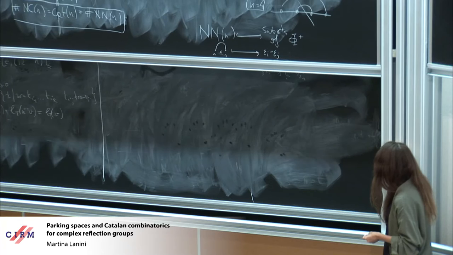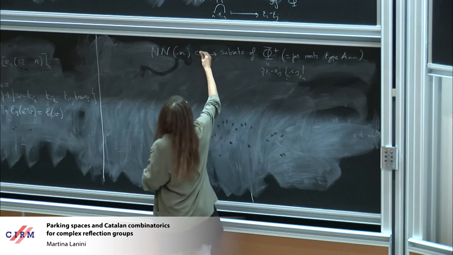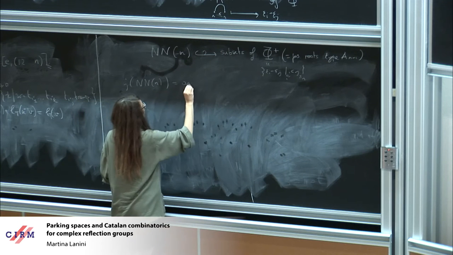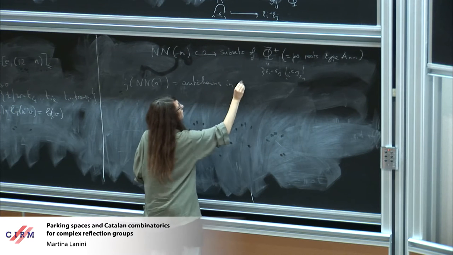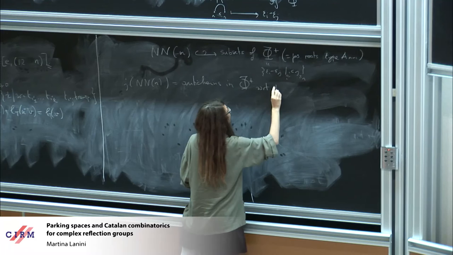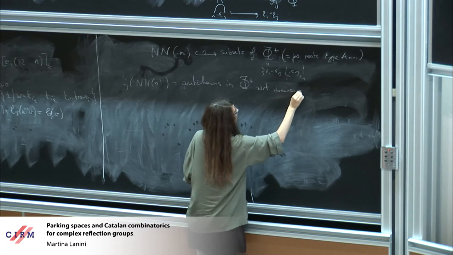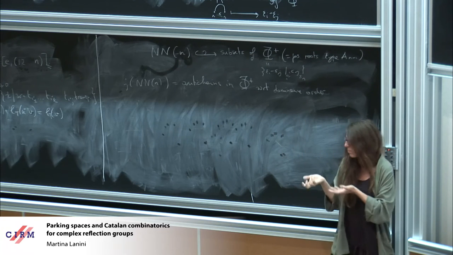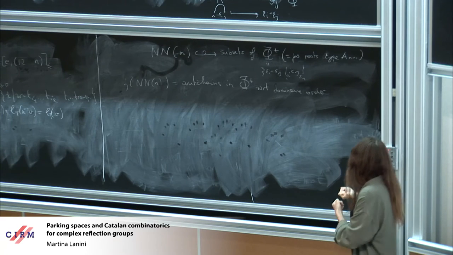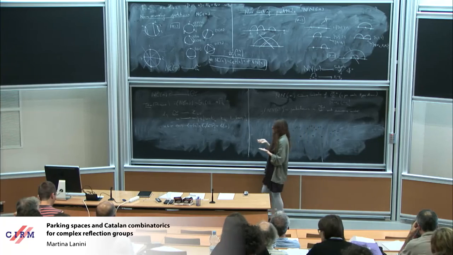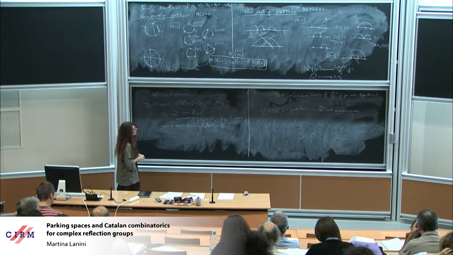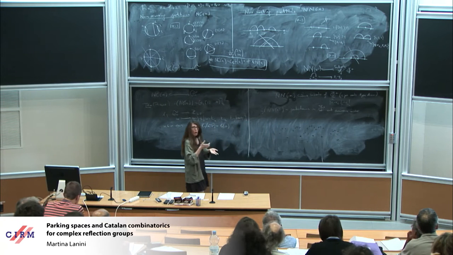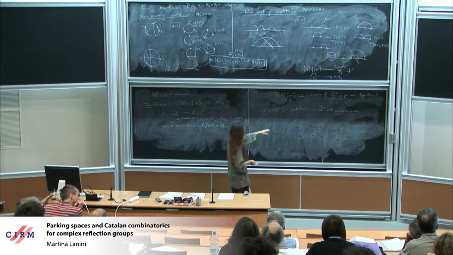Okay, so in general, again, it is possible to say what the image of this thing is. And it turns out that what we get is the set of antichains in phi plus with respect to the dominance order. So we have the dominance order on the set of positive roots: one root is, as usual, greater than another one if the difference between the first one and the second can be expressed as a non-negative linear combination of positive roots. And now antichains just means subsets where all the elements are pairwise non-comparable. Okay, so that's what we get.